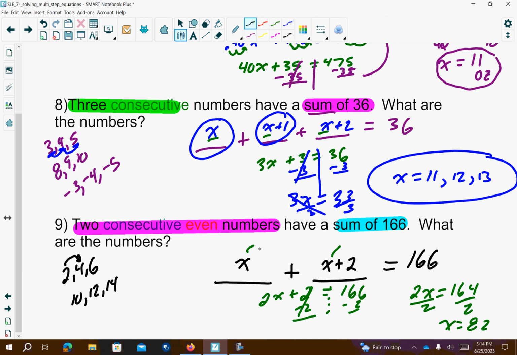So if x is 82, and I add 2 to x to get to the next number, 82 plus 2 is 84. Are 82 and 84 even numbers? Yes. Is 84 and 82, when they add together, 166? Yes.